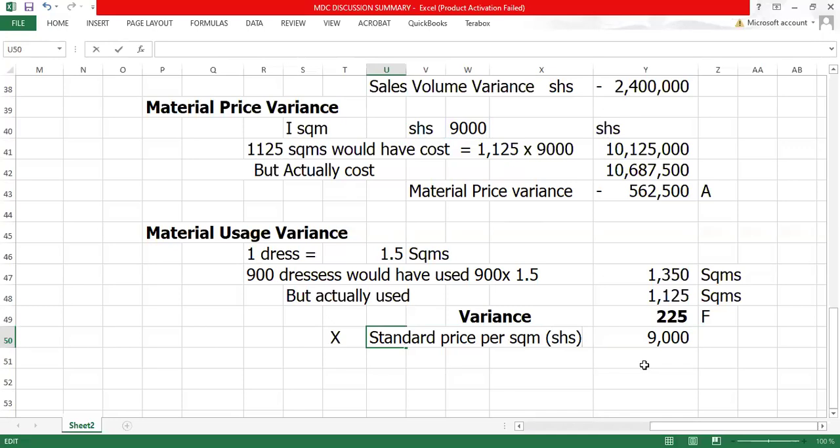So if you convert in terms of amount, you get this times, and you're done. This is favorable, don't forget, the figure will be positive. So this is your material usage. This is your material usage variance.